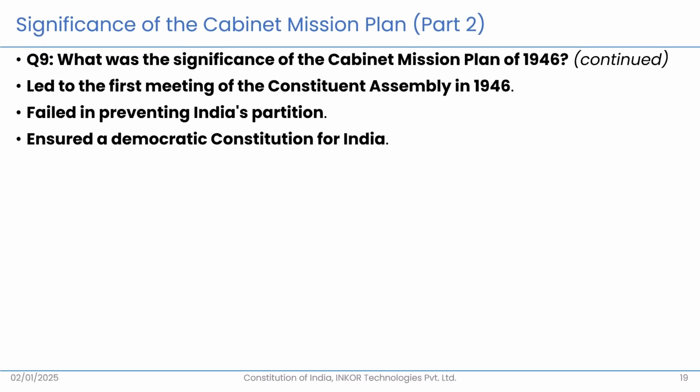The Cabinet Mission Plan led to the first meeting of the Constituent Assembly in December 1946, which began drafting the constitution. However, it failed to prevent the partition of India, as differences between the Indian National Congress and the Muslim League led to the creation of Pakistan. Despite this, the plan played a vital role in ensuring that India adopted a democratic constitution, laying the foundation for self-rule and governance based on justice and equality.